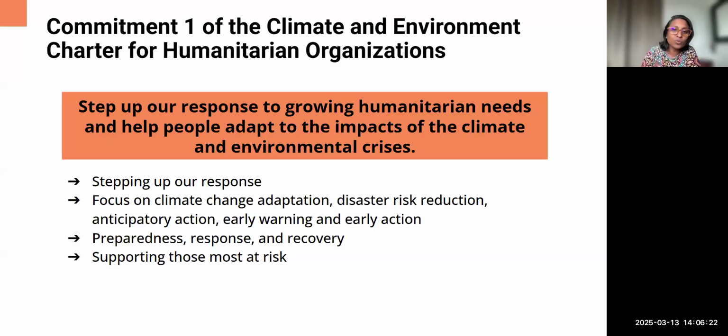And the commitment 1 of the Charter very specifically calls on us to step up our response to the growing humanitarian needs and help people adapt to impacts of climate change and environmental crisis. It highlights the importance of reducing risks and vulnerabilities through an increased focus on climate change adaptation, disaster risk reduction, anticipatory action, and strengthening early warning and early action in the context where we work.